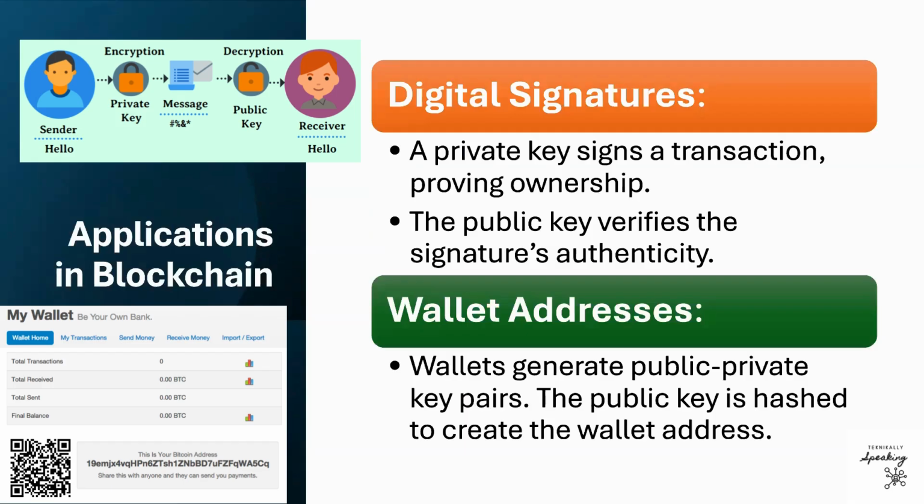Where we apply public key cryptography in blockchain would be in digital signatures, where a private key signs a transaction, providing ownership, and the public key verifies the signature's authenticity. And also wallet addresses, where wallets generate public-private key pairs. The public key is hashed to create the wallet address.